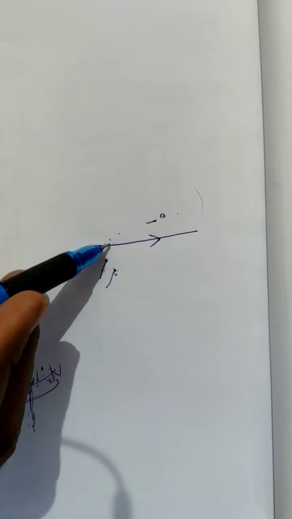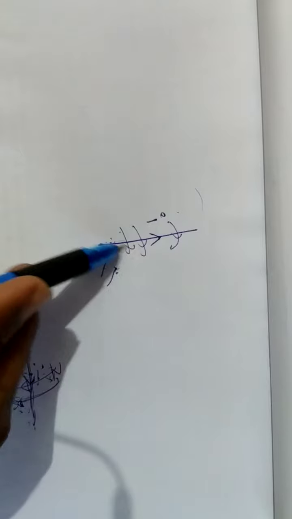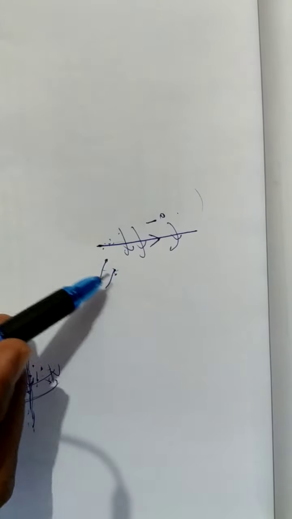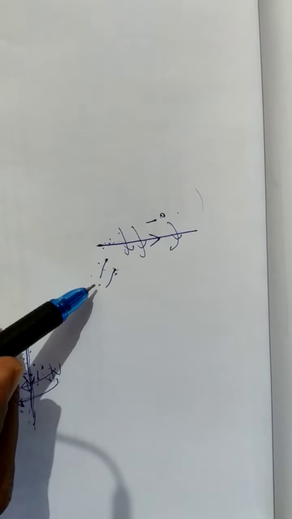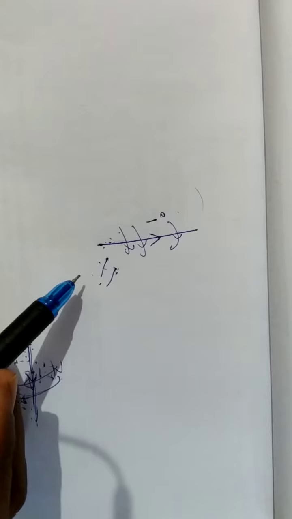So why does this happen? Because when current is passing through this wire, a magnetic field is developed around this wire. That means it is acting like a magnet. So a magnet attracts pins, steel or iron pins. This is what you have studied in your lower classes.